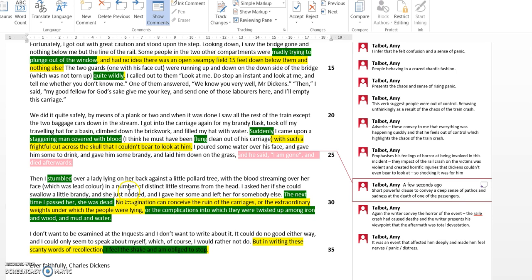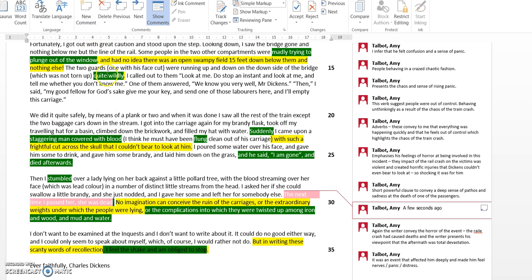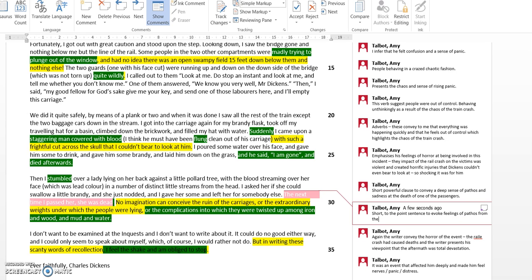And he does the same thing. This one is a shorter sentence here. The next time I passed her, she was dead. So it's another short, to the point sentence to evoke feelings of pathos from the reader.